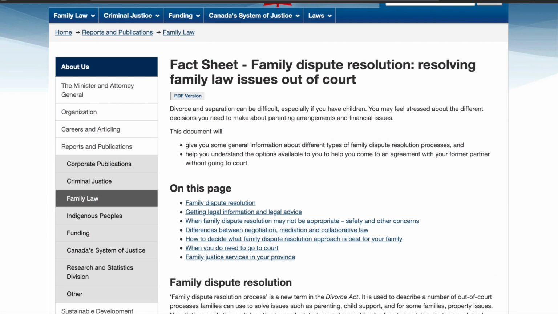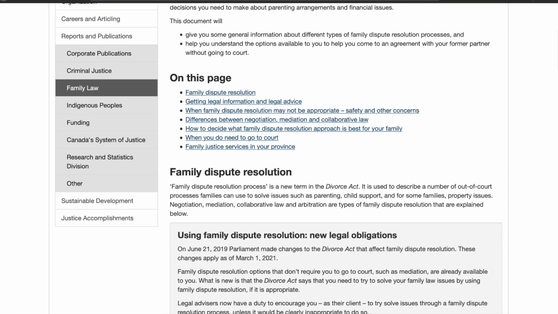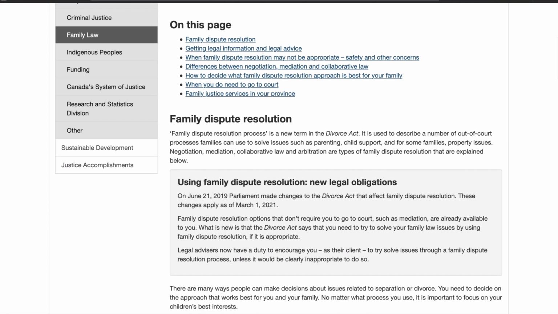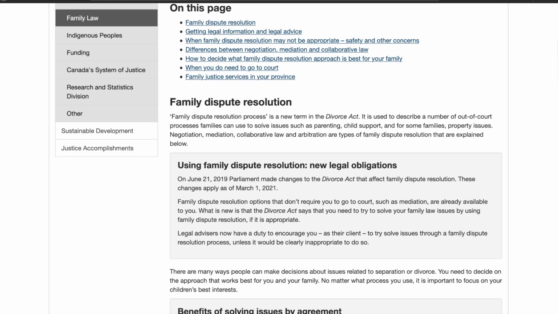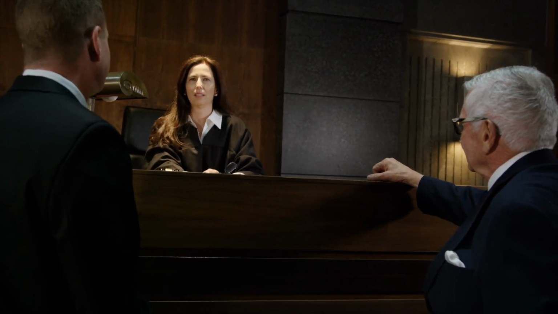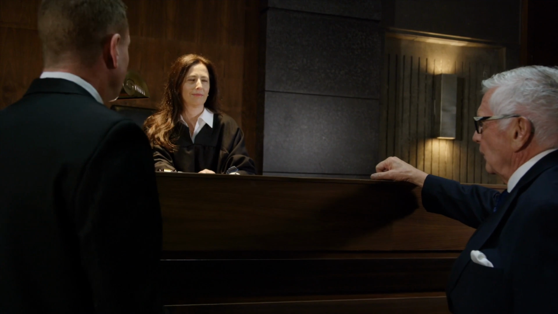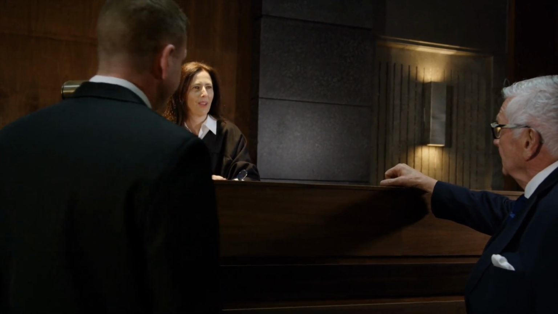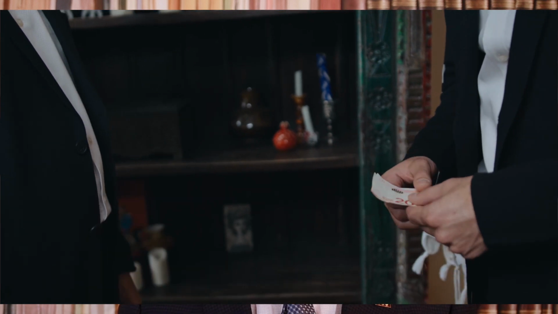The changes to the family law legislation that came into effect in March 2021 make it mandatory for parents to consider ways to resolve issues without going to court. Judges will ask why parents did not use them. If a parent refused to use the online service and has no good reason for that refusal, the judge may order that parent to pay the other parent's legal fees for going to court.